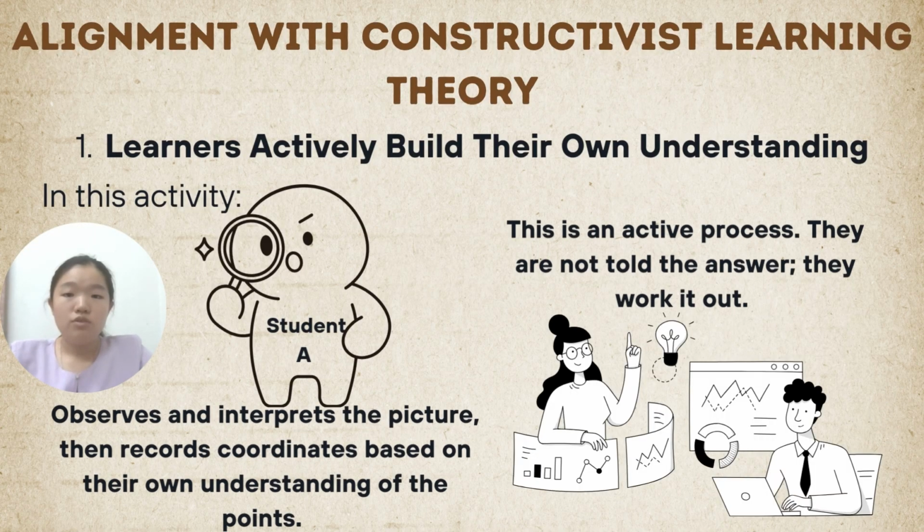Next we're talking about the alignment of our conducted activities with constructivist learning theory. The first one is that learners actively build their own understanding. In this activity, student A observes and interprets the picture, then needs to record the coordinates based on their own understanding of the point. So this is an active process. The students are not given the answer, but have to work it out by themselves.